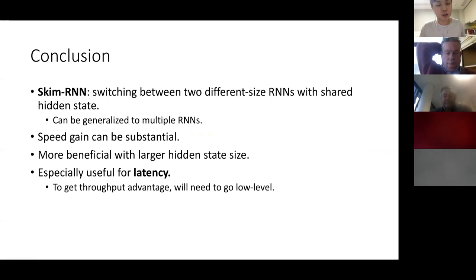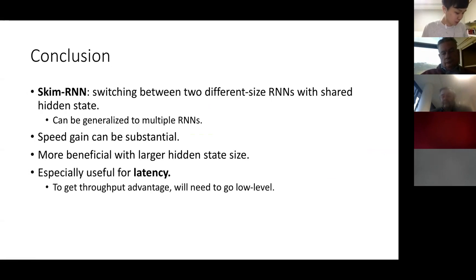And then not without losing accuracy or the downstream task accuracy. And speed gain can be substantial. In our case, we saw up to something like 3 to 4 times speed up. And of course, this can be more beneficial with the larger hidden state size because there are a lot of overheads with small hidden states.